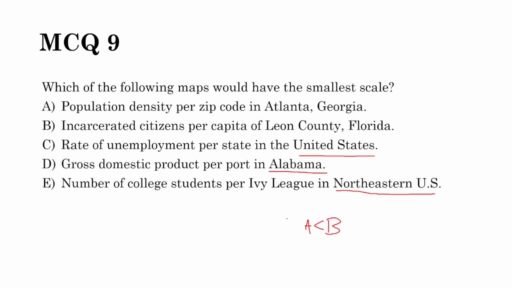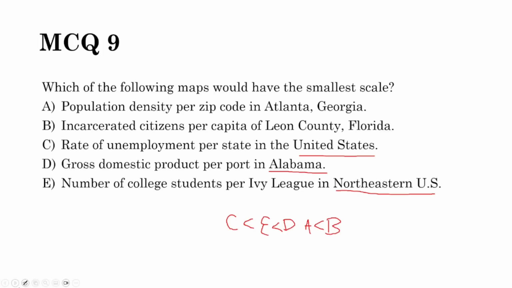So we would say here that the Alabama answer choice is of a greater scale than the northeastern United States, because Alabama is one state as compared to multiple states that are found in the northeastern United States. So the northeastern United States is covering more geographic area, so that's going to be of a smaller scale. And then the United States comprises the most geographic area, so that's going to be the smallest scale, because we're going to get the least specific information on the unemployment rate.